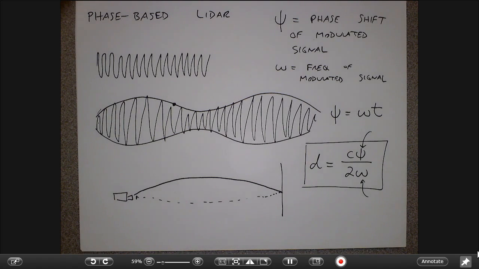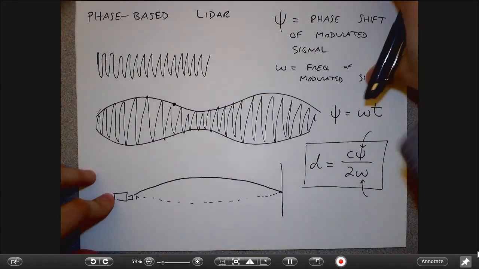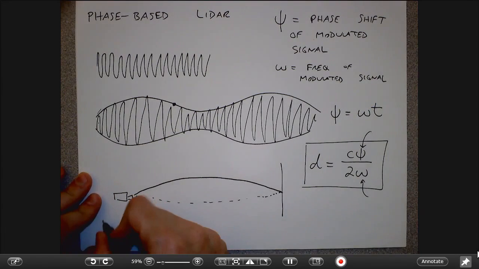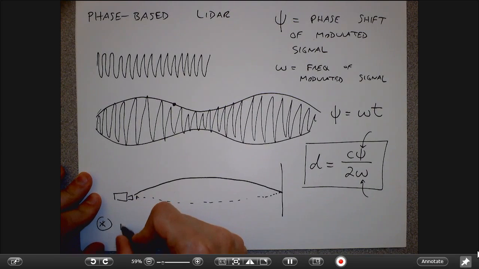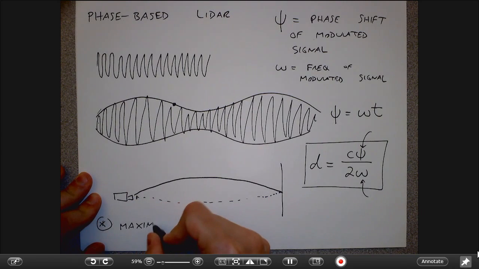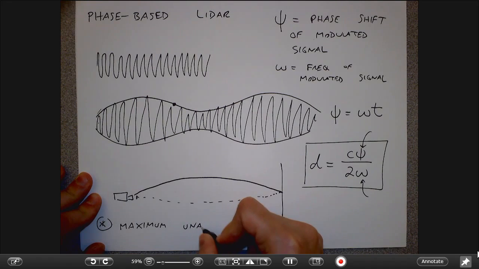And so basically you have this problem where you can't distinguish things, so there's an ambiguity. You have to restrict yourself to a maximum unambiguous sensing range.